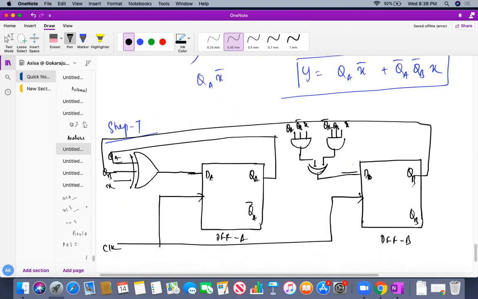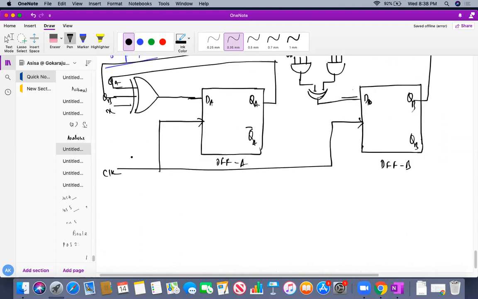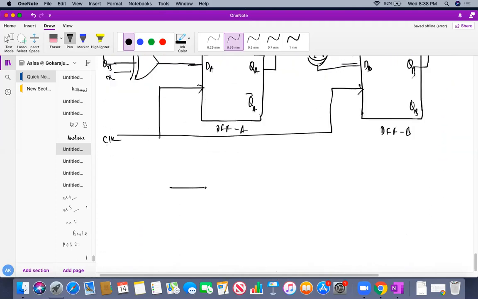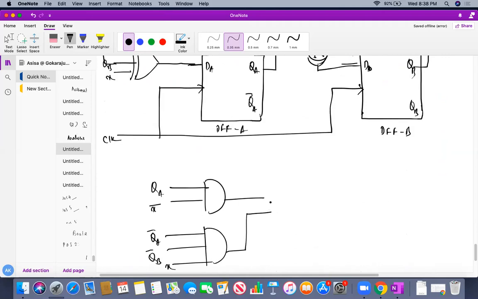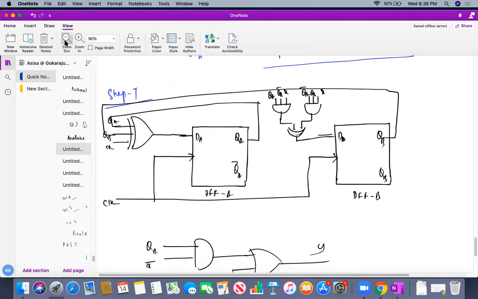This is my DB, and finally what you have to do? What is Y? My Y is QA X bar plus QA bar QB bar X. So QA X bar, where X bar is directly available, and finally QA bar QB bar X, and both will go through an OR operation, which gives me Y. So this is my complete clocked synchronous sequential circuit. Any doubt, students? Please let me know.